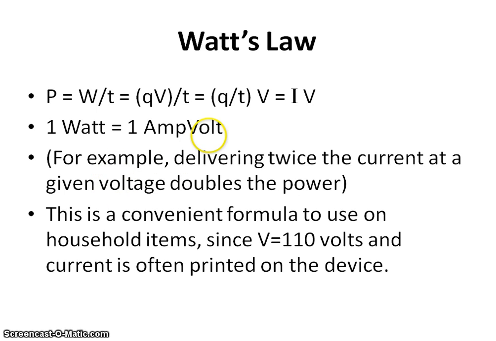As an example, if you have a device which delivers twice the current at a given voltage, you will be doubling the power. This is a great convenient formula to use on household items, since your house runs at 110 volts, and oftentimes the current is printed on the device in your home, like say a hairdryer or an electric mixer or something like that. And your instructor might want to pause here so you can finish writing this down.